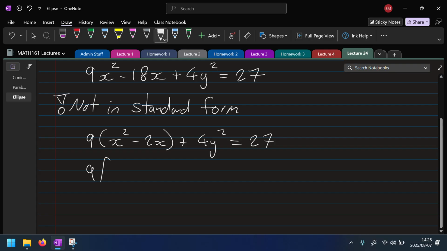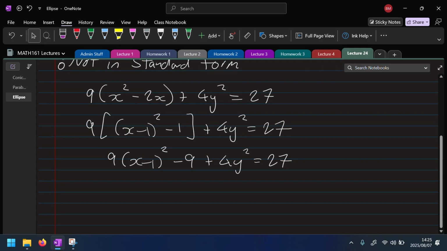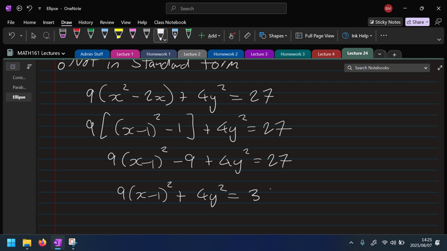Okay, so we're going to have 9 x minus 1 squared minus 1. So we do the completing the square there. Plus 4y squared is 27. So we just have a single x that we want there. So that's going to be 9 x minus 1 squared minus the 9 from distributing there. Plus 4y squared is 27. We can take the 9 over to the other side. So we get 9 x minus 1 squared plus 4y squared is, take the 9 over, it'll be 36.